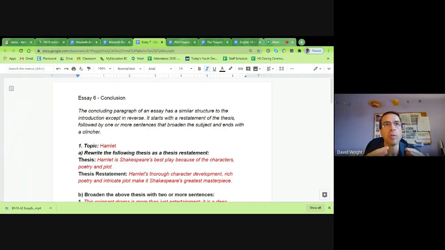And then it's your time to broaden it out. So that's why we have broadening sentences, where we broaden the subject out, make it larger now, to show how it fits in the larger scheme of literature or the world or something like that. And then we finally have the broadest sentence, which would be your clincher, the one saying why this is the most significant and why you should believe it. Okay, so that's how that works.